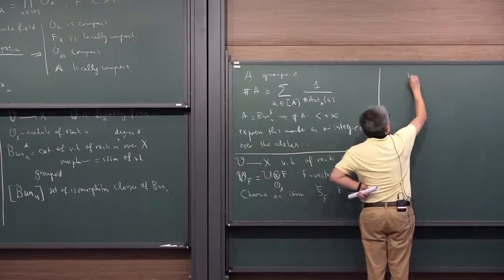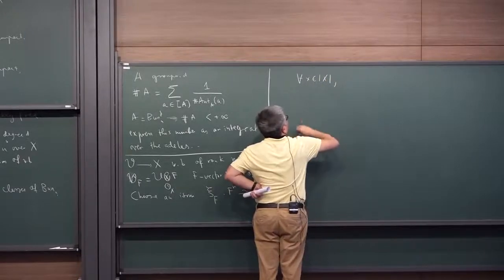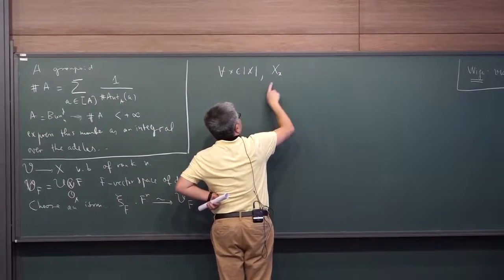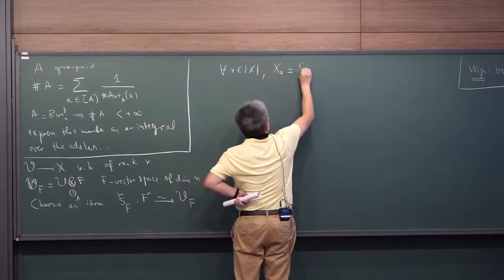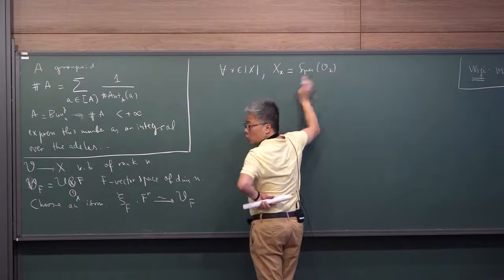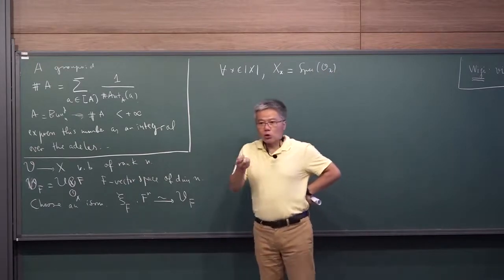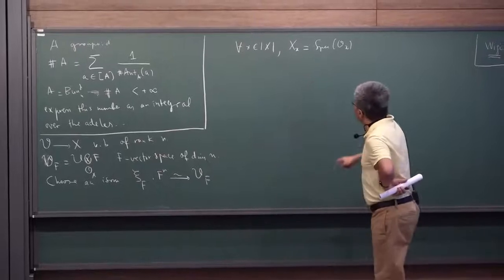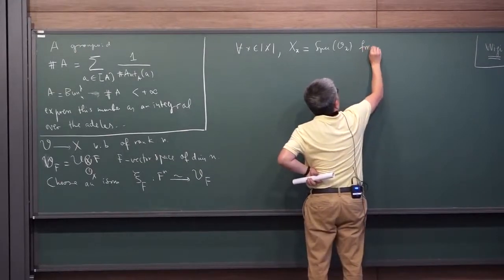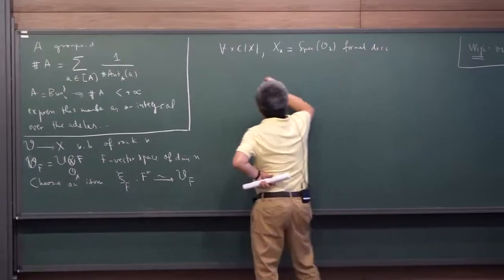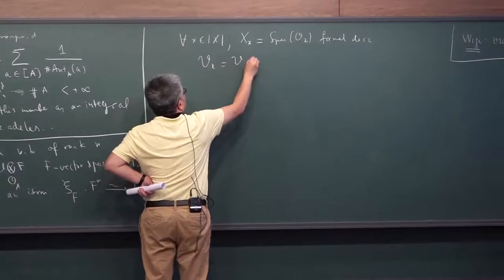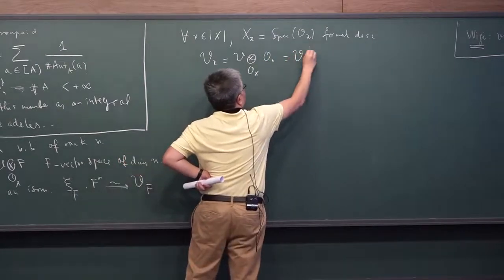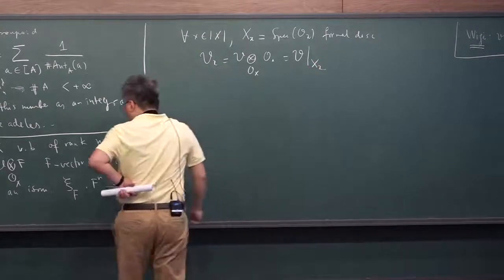And now for every closed point x, I know that the completion of the local ring at x is a formal disk with respect to O_x. So O_x is, this is not standard notation, O_x is a complete local ring. So forget anything about the curve. So this is a formal disk of this. And I have V_x, which is now V tensor F_x, with small x. So in other words, it will be V restricted to the formal disk.